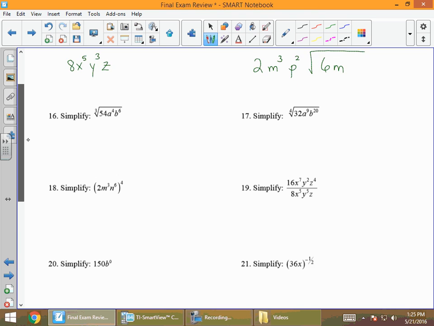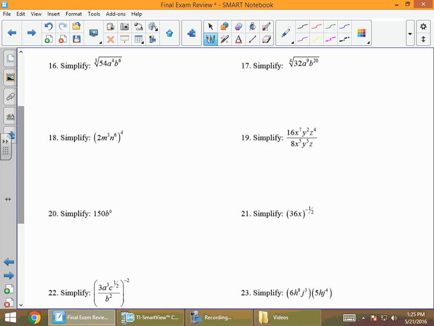As we look at question 16, you'll now see that we're dealing with a cube root. First of all, I like to do my variables first. So I have a to the 4th. If I divide 4 by 3, I get 1 and a decimal. So I can only take out 1 a. If I pull out 1, that's actually 3 of them, so an a cubed comes out. So there is 1 a left inside. And b to the 6, 6 divided by 3 is 2. So I can take out b squared and have nothing left inside my cube root.